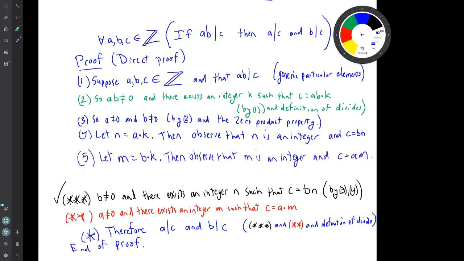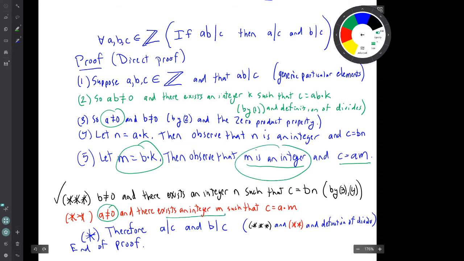So there's our M. It's this BK, and we observed that M is an integer and that C can be written as AM. So now look ahead to the red statement. We need to be able to say that A is not 0. Okay, we've got that. That's in step 3. And we need to be able to say that M is an integer. Okay, we've got that. That's there. And we need to be able to say that C is equal to AM. Oh, that's there. So all the things we need to justify that red statement are in statements 3 and 5.